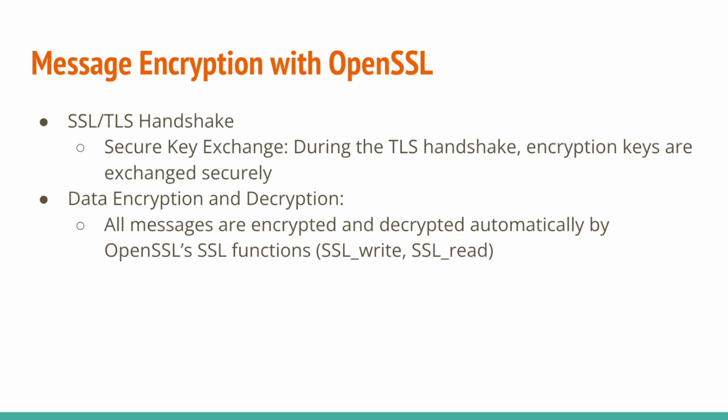So now we explain how our code implements message encryption with OpenSSL. The first part is the handshake. Before exchanging messages, the client and the server establish an encrypted connection, and then the data can be sent and decrypted with the encryption and decryption using the SSL functions SSL write and read, and with the server's public key during the transmission.